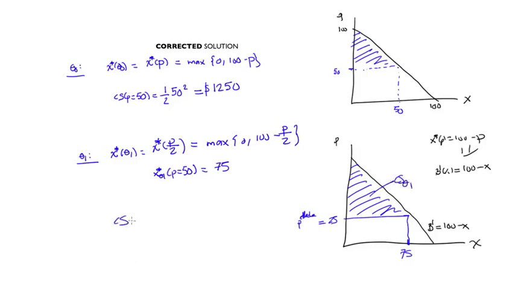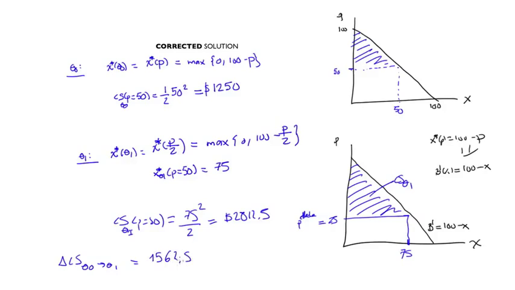What is that consumer surplus? When the price is 50, let me put here theta 0 and theta 1, is equal to the area of the triangle, but the area of the triangle is 75 times 75 divided by 2. That is equal to 2,812.5. So if you do the subtraction, you get that the change in consumer surplus from theta 0 to theta 1 is equal to $1,562.5.